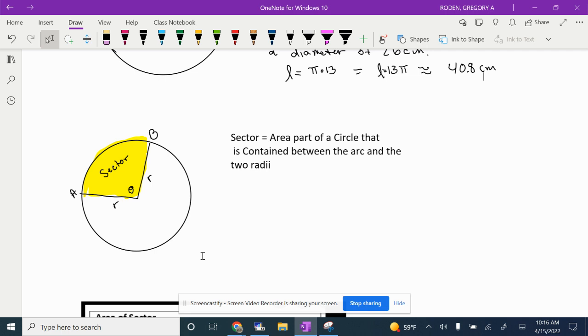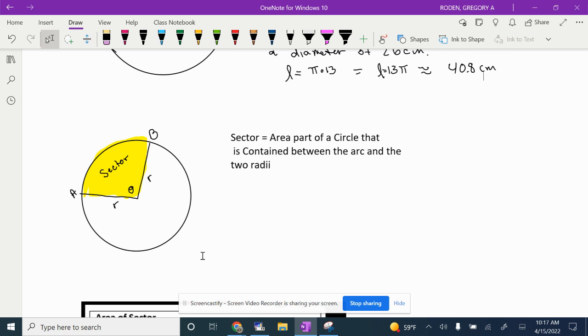Now we're talking sector of a circle, right? There could be a sector of other types of things. I don't know if there are other sectors in math. But when we're talking about a sector of a circle, we're talking about the piece parts there.